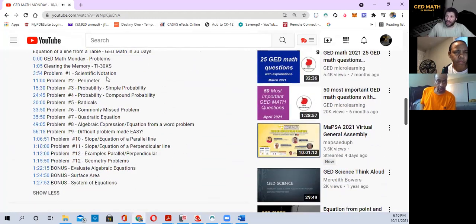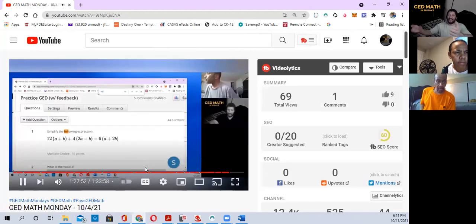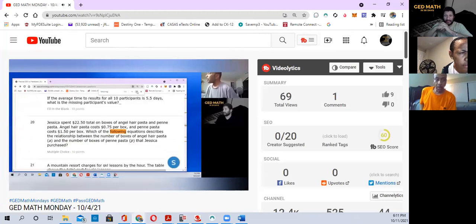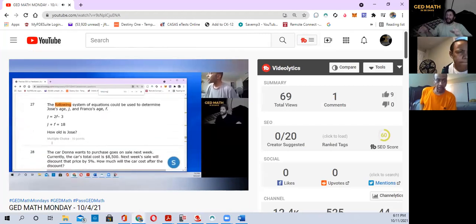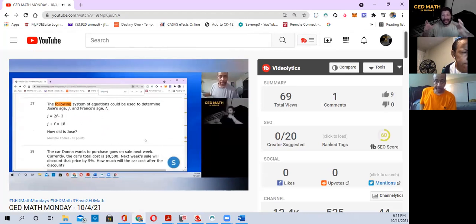For everything we did last week, we did scientific notation, perimeter, probability, radicals, algebraic expressions. Look at all the information we did last week. And then Gary, as we left, we did 3 other problems, so I included them. If you want to see those 3 that we went over, especially system of equations, you can click right there and it'll take you right to that problem as we go over it. I think it makes it a lot easier for you to navigate and go to the problems that you want.